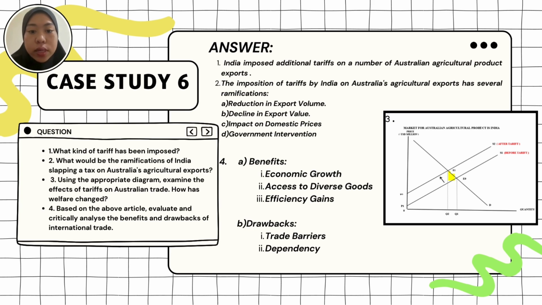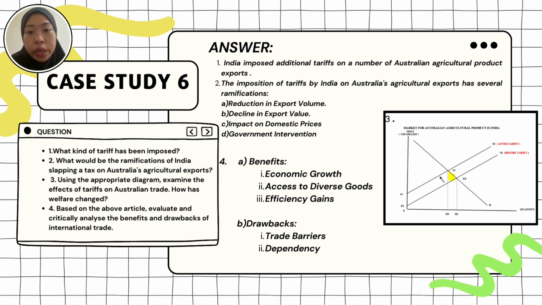So the answer is: the diagram above illustrates the market for Australian agriculture products in India before and after the imposition of tariff. Before the tariff, the market was at equilibrium where the supply and demand curves intersected at E0, indicating the equal quantity and price at which Australian agriculture products were sold in India. After the tariff, the supply curve shifts leftwards, which represents the decrease in supply due to increased cost of goods as a result of the tariff.